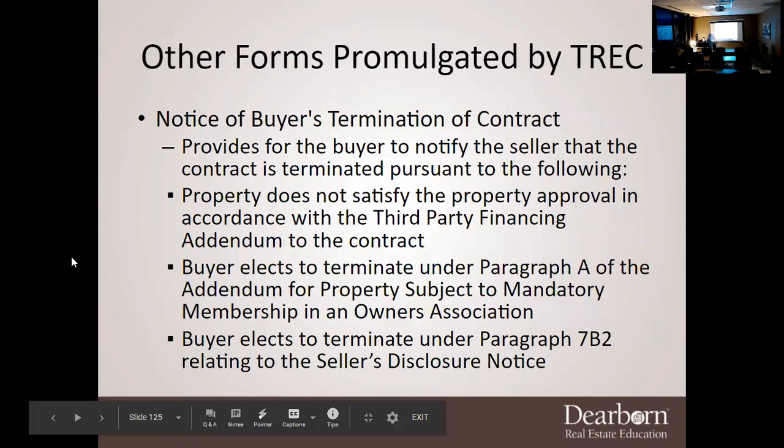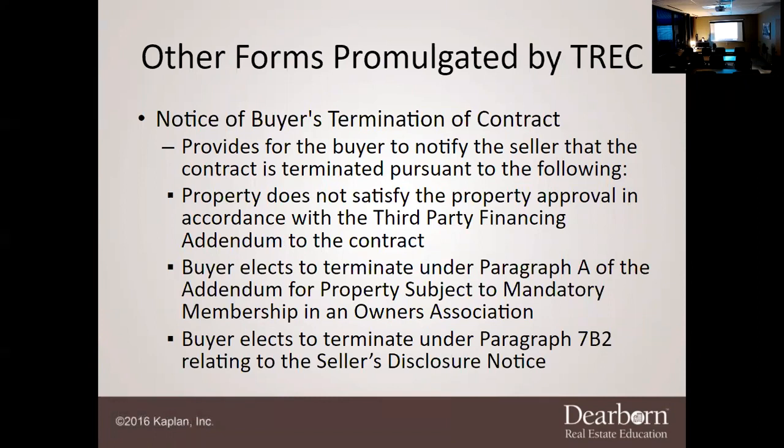It also provides the buyer a way to notify the seller that the contract is terminated pursuant to the following: where the property does not satisfy the property approval in accordance with the third-party financing addendum, the buyer elects to terminate under paragraph A of the addendum for property subject to mandatory membership in an owner's association, and the buyer elects to terminate under paragraph 7B relating to the seller's disclosure notice. Okay, so with those, that allows me to now bring this over.